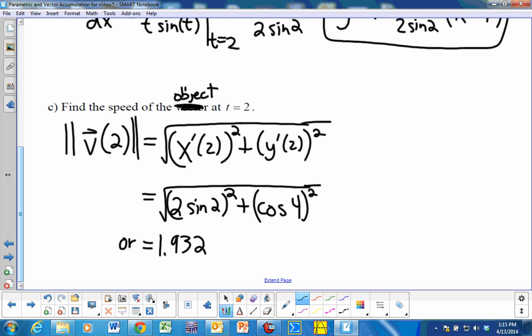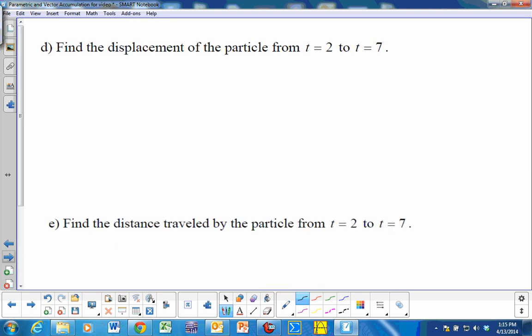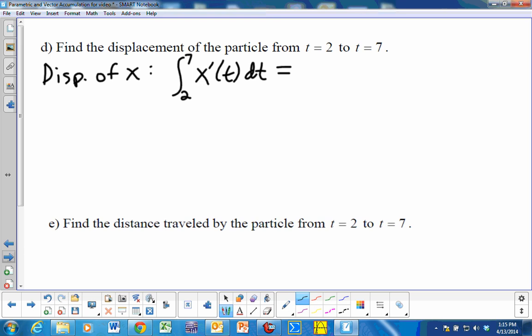All right, so let's go to part D for this problem. Part D says find the displacement of the particle from t equals 2 to 7. Well, the displacement of x is going to be the integral from 2 to 7 of x prime of t dt. That's how you find displacement. Well, again, calculator problem. That's not something that we're going to do by hand. We're going to do that in the calculator.